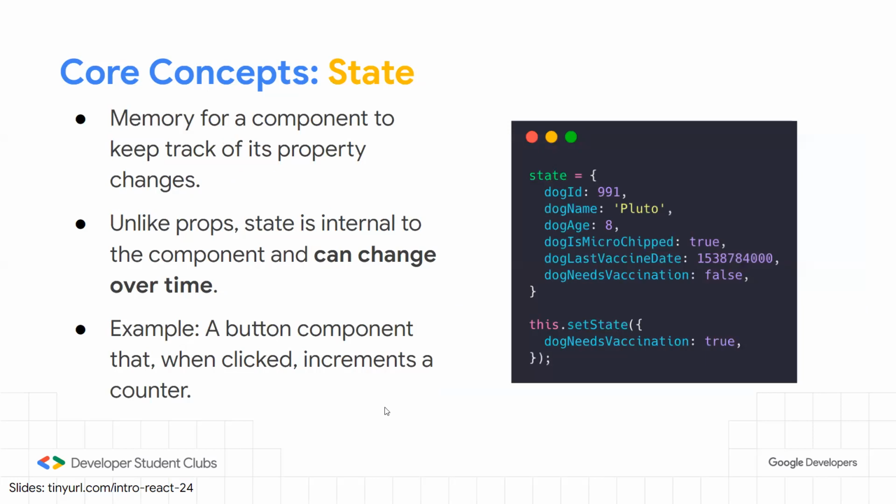The next concept is state. State is memory for a component to keep track of its property changes. Something really common that people teach is buttons. Every time you click a button, it increments, and the state is the counter. The counter keeps track of how many times the button has been clicked. These can change over time, and state is internal to a specific component, which is not like properties.